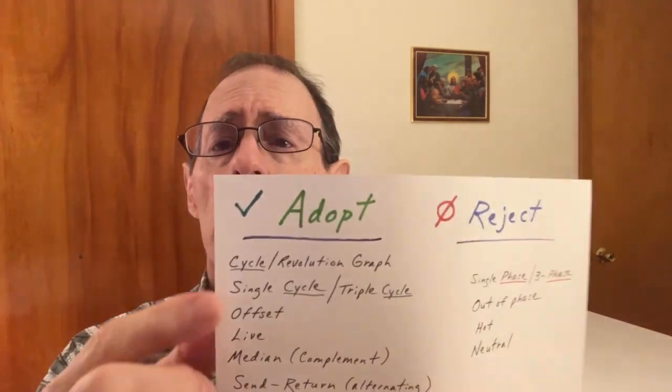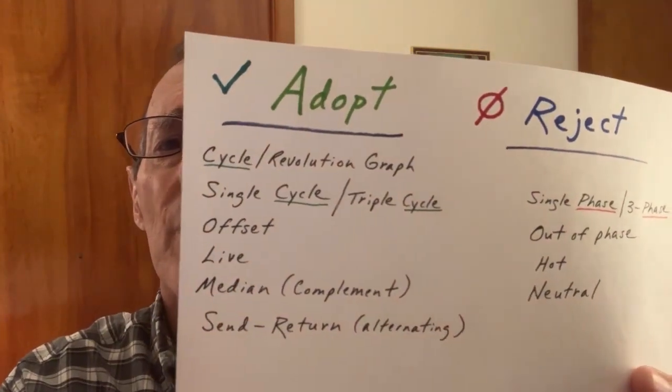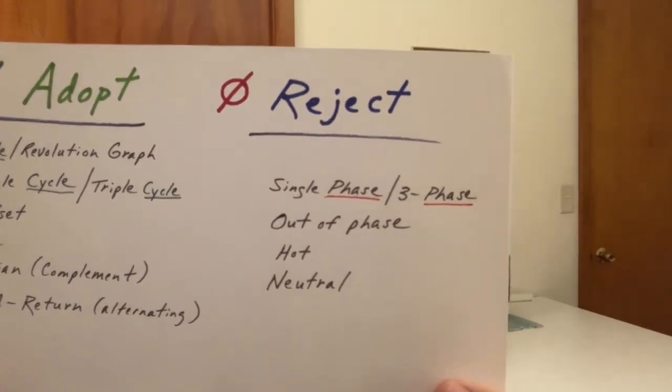I use the term offset and not out of phase. I use the term live rather than hot. And I introduced the term median, which is a complement, so you could call it the median or the complement, instead of the term neutral, trying to get rid of neutral. It's a really crappy term. And I introduced the concept of send-return, or alternating send and return, in electricity, such as you'd find in music equipment for entertainment, amplifiers and effects boxes and such, okay? So I adopted quite a few terms and I rejected some, okay?